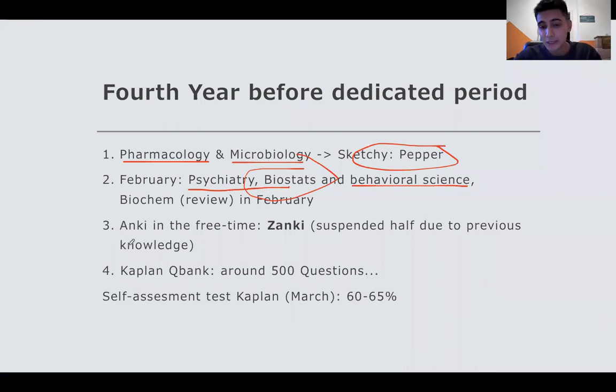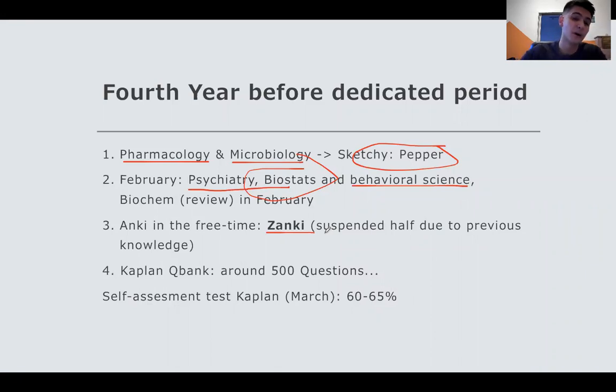In my free time throughout the winter semester, and more pronounced during the summer semester, I worked with Anki and some of the flashcards that I made myself. Again, I suspended probably half of Anki's cards because of the previous knowledge. I knew pathology very well because I studied well for the pathology exam. A lot of Anki and other pre-med decks is very low yield. So I happily suspended half or 2/3 of Anki.